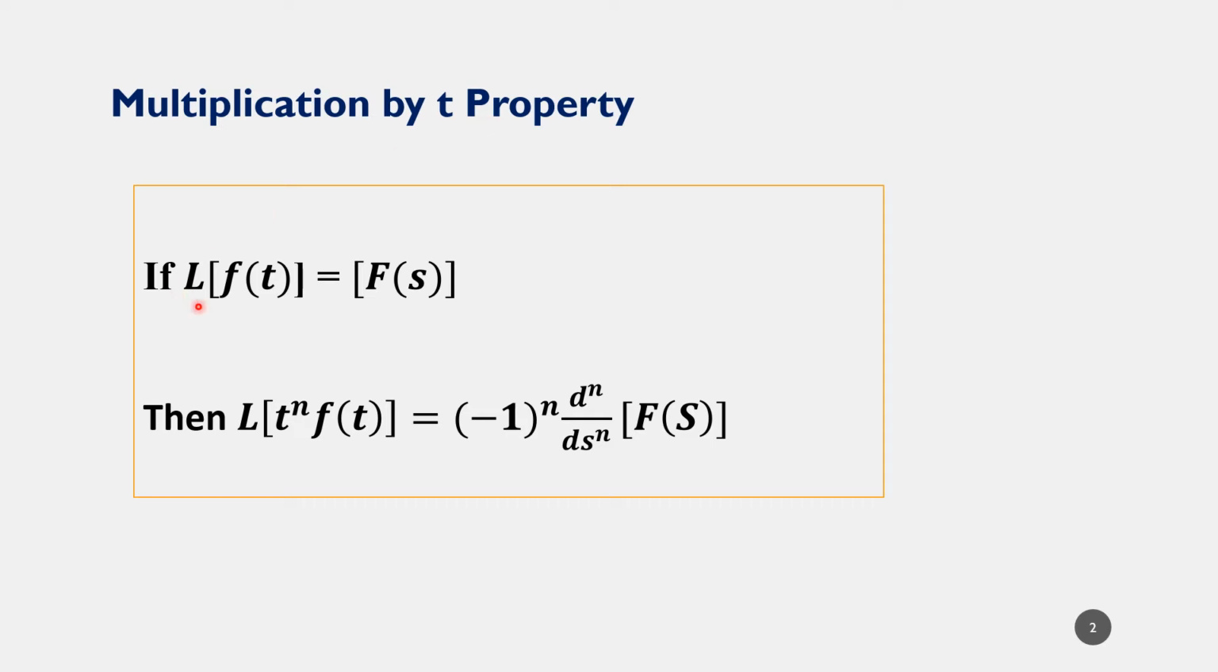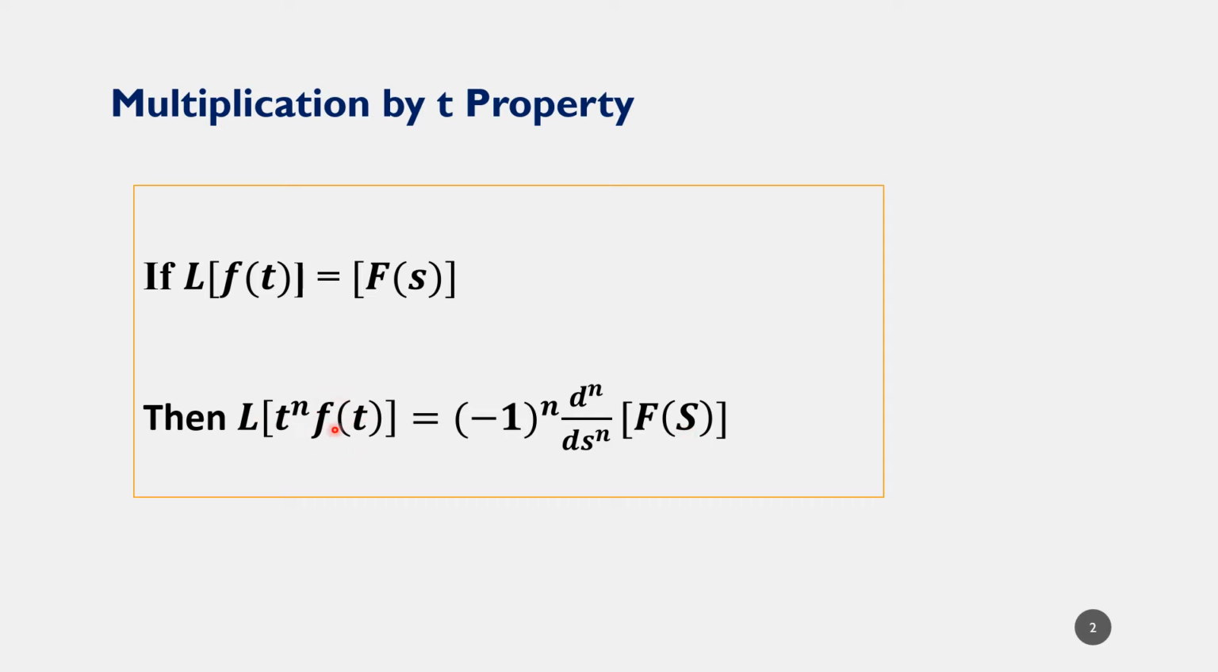It states that if L of f of t is f of s, then L of t raised to n f of t is equal to minus 1 raised to n, d n by ds raised to n of f of s. So multiplication by t means when the function is multiplied by t raised to n, we have to calculate L of that function. Whatever answer we get, we have to differentiate it n times. So L of t raised to n f of t is equal to minus 1 raised to n, d n by ds raised to n of f of s.